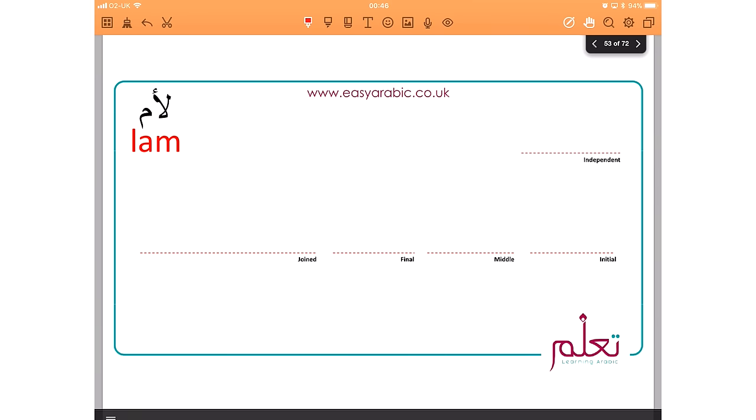Next we have the lam. So the lam on its own is like this. So starts from there. At the beginning is lam on the line. In the middle is the same. At the end, it can be two actually. It can be like this. But if a lam has an alif, then it looks like this. So like that. And then like that. Lam. So writing the lam again. Then join. Then again, and then on its own.